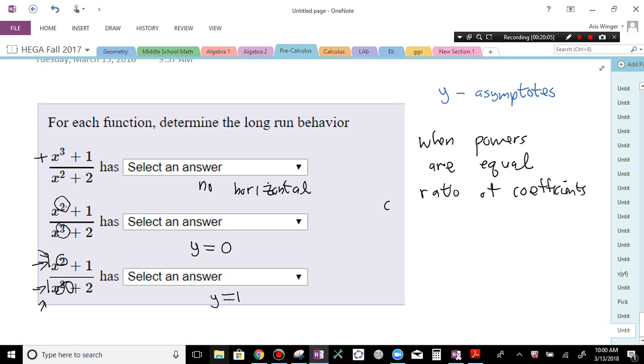If you flip it, and the power in the numerator is higher, then this is not going to level off at all, because the numerator is going to be like, I'm getting so big and you can't bring me down. X squared, you're just not powerful enough to bring me back down. So I'm not going to level off at all.